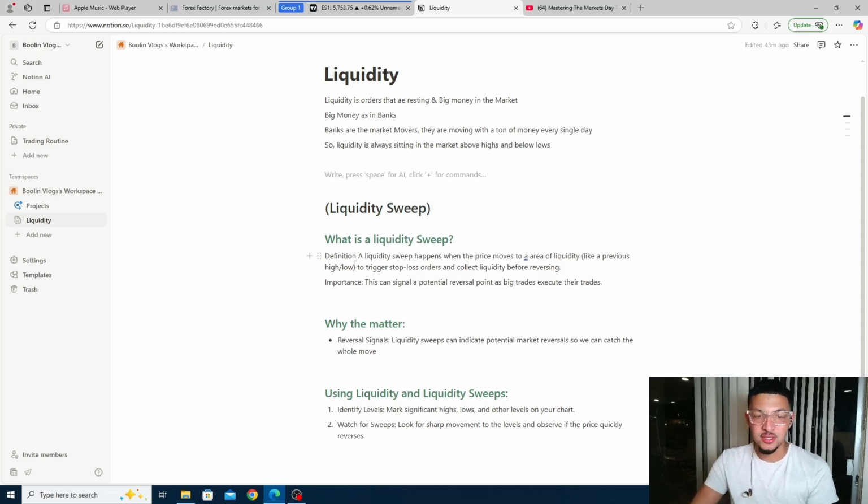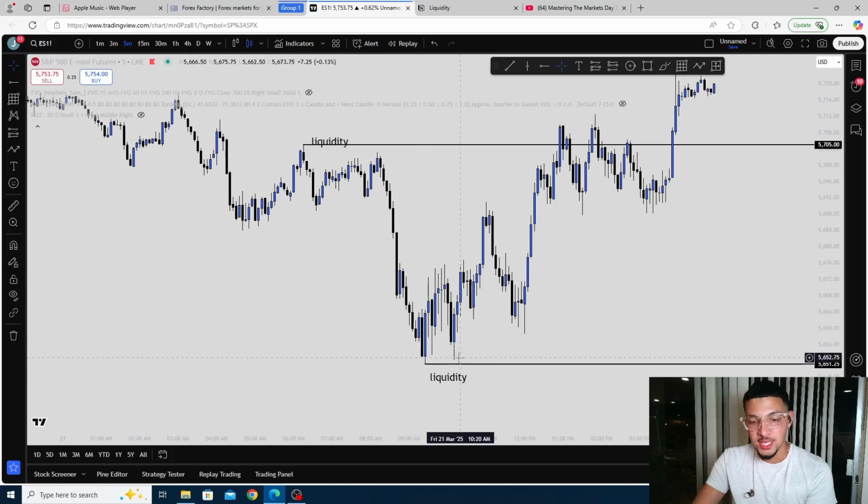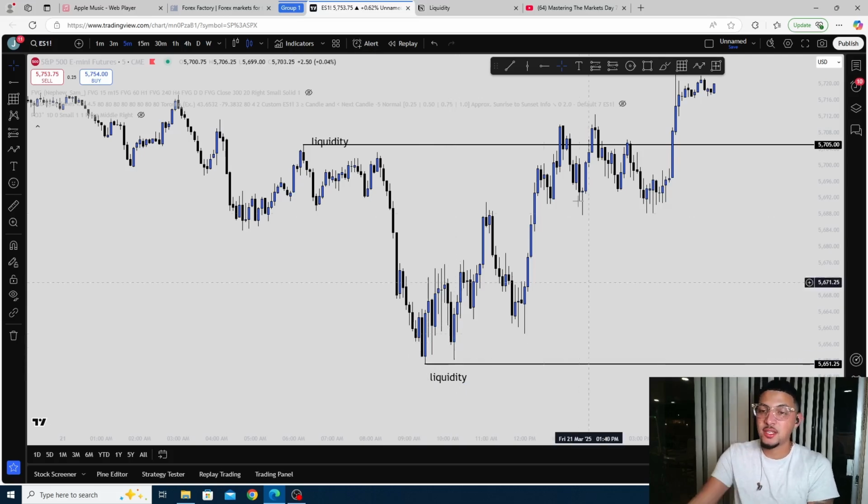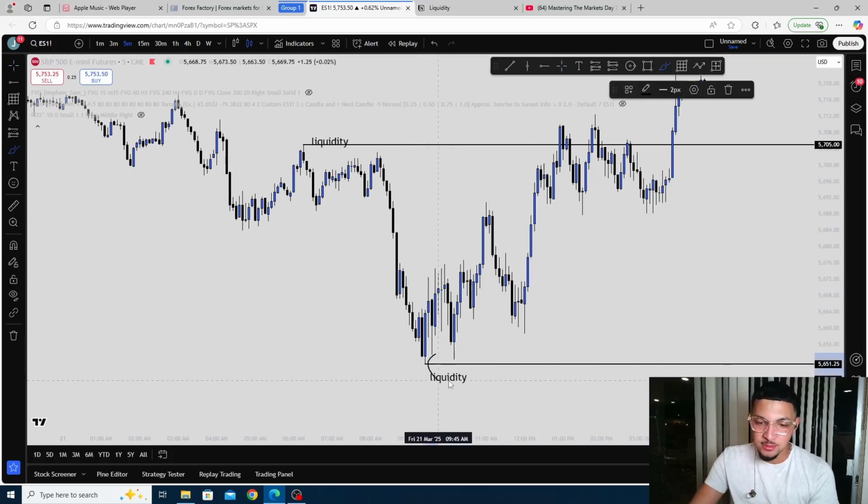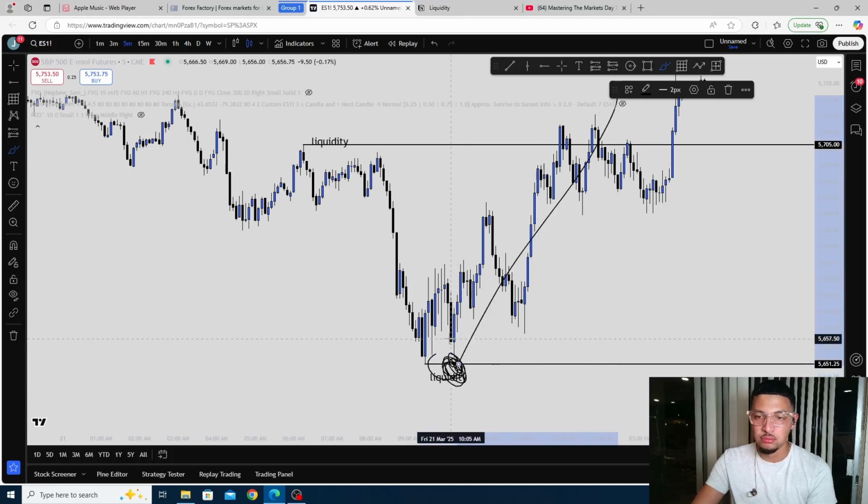Liquidity sweeps. What is a liquidity sweep? A definition: a liquidity sweep happens when the price moves to an area of liquidity, like a previous high or a previous low, to trigger stop loss orders and collect liquidity before reversing. That's what I'm telling you. It loves to hit everybody's stop loss, right? And after it hits everybody's stop loss, it grabs liquidity, bam, charge these batteries, and then boom, goes your way, or goes where it wants to go.